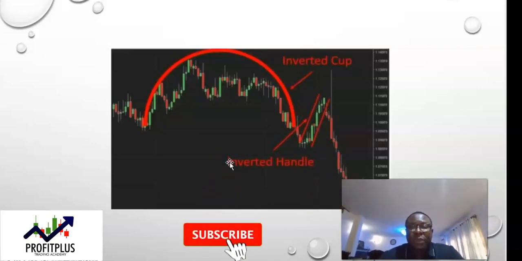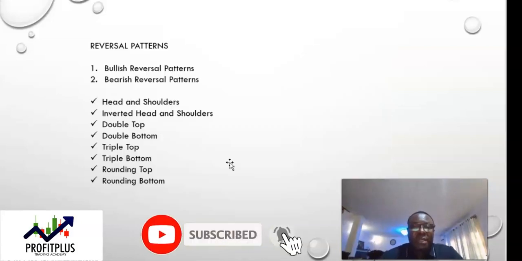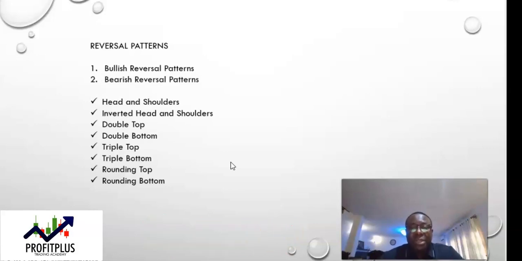All right. Okay, so we'll move to reversal patterns, and these are the patterns that we'll see in an uptrending or downtrending market that tell us that the market will reverse, the market will make a U-turn from the underlying direction. All right, so we have the bullish reversal patterns and then the bearish reversal patterns. We're going to be looking at the head and shoulders, the inverted head and shoulders, double tops and double bottoms, triple tops and triple bottoms, and then we have the rounding top and rounding bottom.